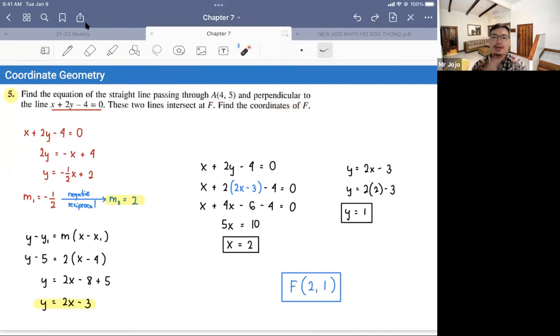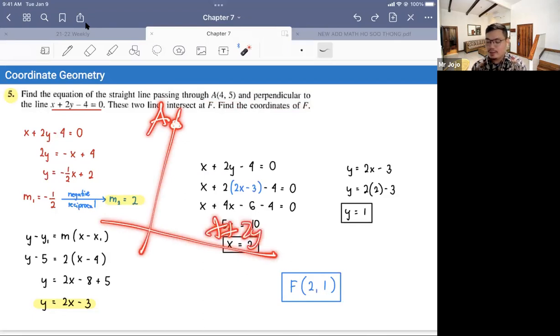Again, this is similar to our example a while ago, wherein you have two lines. The first line has point A, and for the second line, they gave you the equation of the straight line: x plus 2y minus 4 equals 0. These two lines are perpendicular, so they create a 90-degree angle, and they also meet at point F. So your question here is, how would you determine the coordinates of point F?